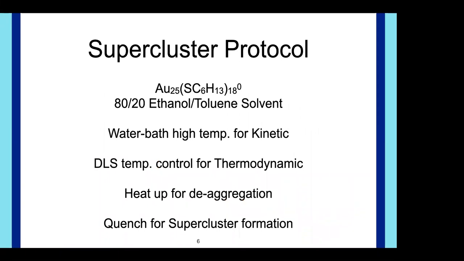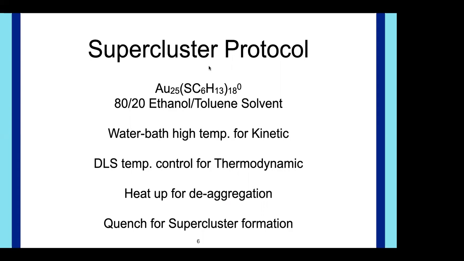For our protocol here, building superclusters, we used gold 25 hexane thiolate, following with that alkane thiol ligand that was used in the Sorensen paper. I tried this with phenylethane thiol, which is the benchmark ligand that's used with gold 25, and couldn't create superclusters, so I went to this alkane thiol, reproducing what they were working with. In the zero charge state, this was dissolved into my anti-solvent mixture, which is 80% ethanol, 20% toluene.